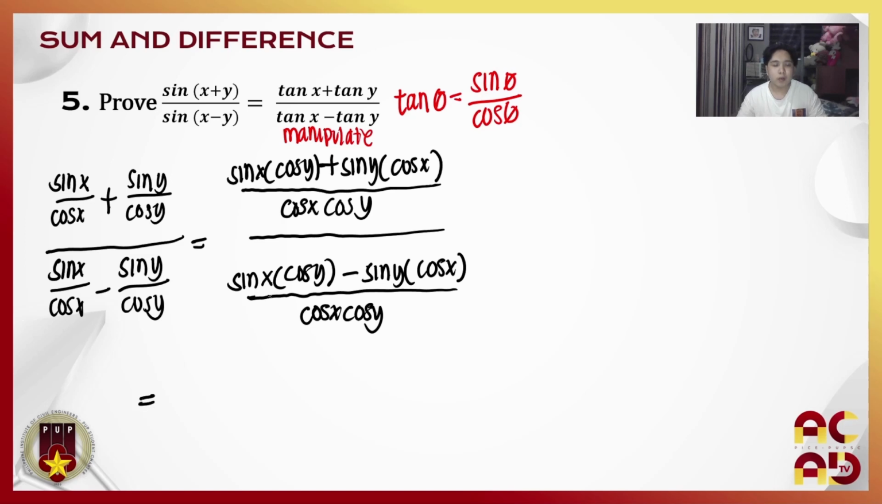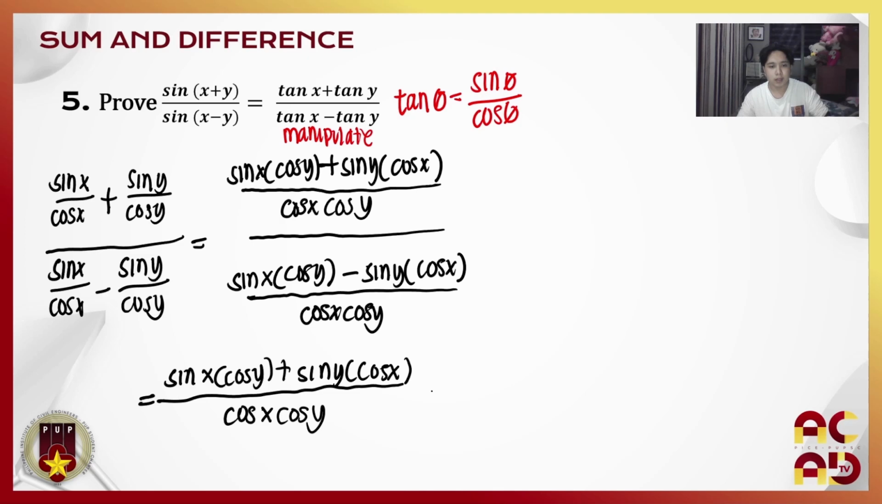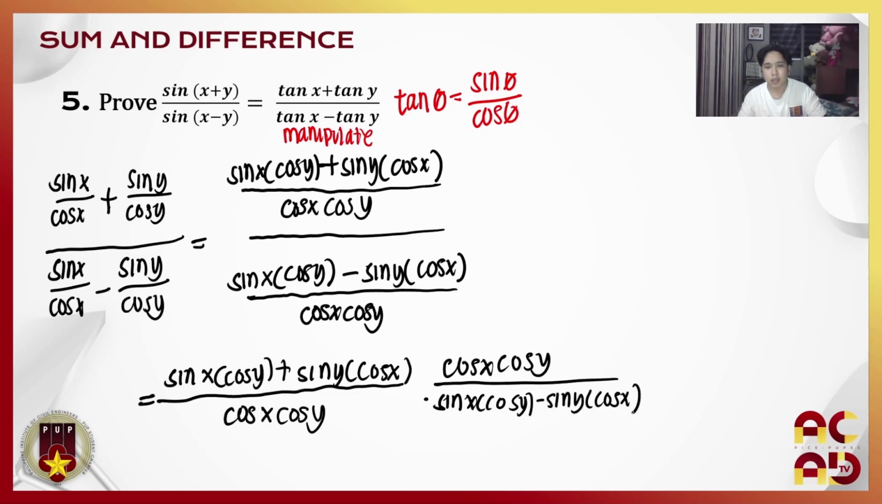pwede nating i-reciprocal tong denominator natin and then change natin yung operation to multiplication. So, copy lang natin yung numerator. Sine x times cosine y plus sine y times cosine x all over cosine x cosine y times reciprocal ng denominator natin, cosine x cosine y over sine x times cosine y minus sine y times cosine x.